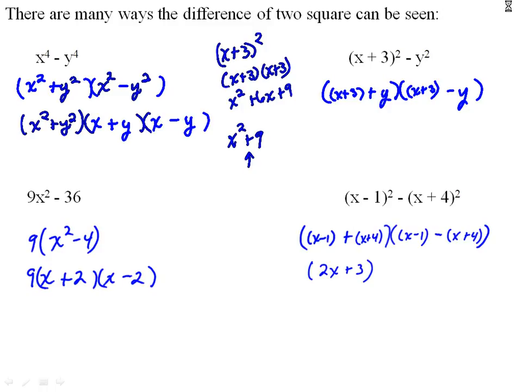Okay, so let's go to this group. What are we doing? We're subtracting like terms. So what is x minus x? 0, they cancel out. What is negative 1 minus 4? And you're done. So just be aware, the difference of two squares can come in many, many shapes and sizes. Okay?